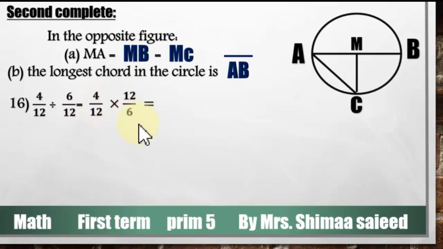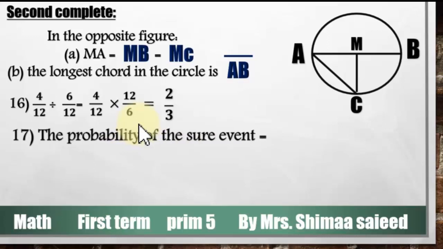4 over 6. We can divide both terms by 2. 4 divided by 2 equals 2. 6 divided by 2 equals 3. So the result is 2 over 3 in the simplest form. The probability of the sure event equals 1.